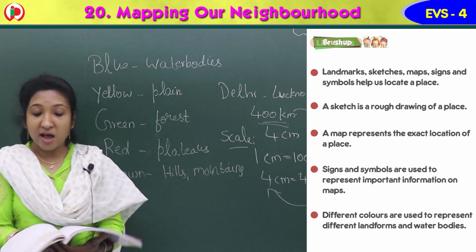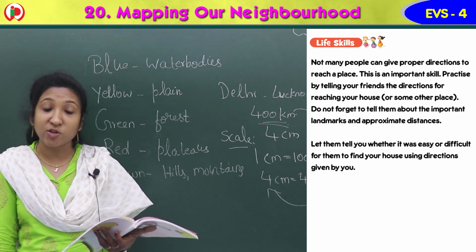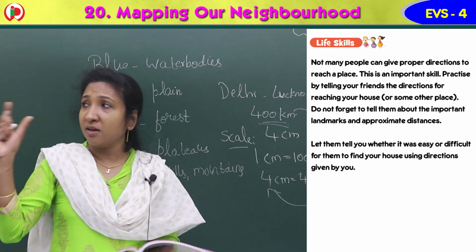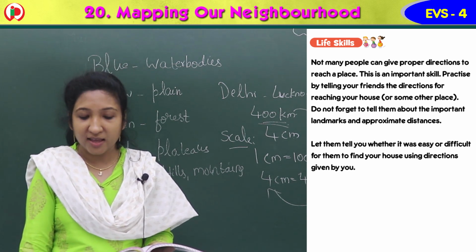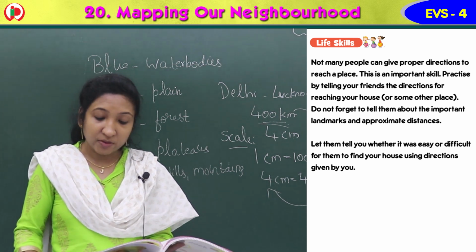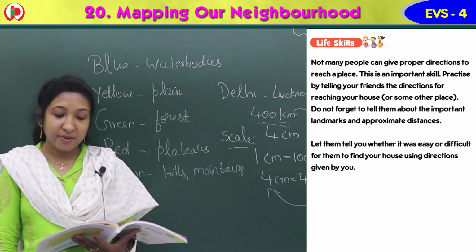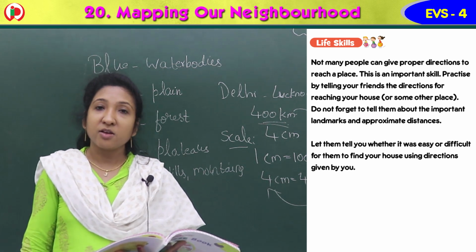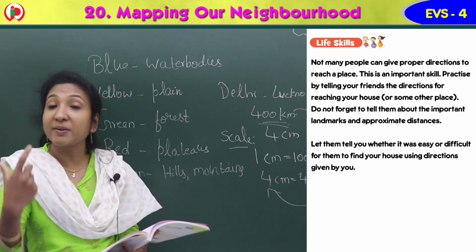Now, life skills. Not many people can give proper directions to reach a place. Isn't it? Everyone cannot tell a particular direction, or they are not able to tell a particular address to reach a place. This is an important skill actually. Practice by telling your friends the directions for reaching your house. You can acquire this skill. If you want this skill, you just practice it.